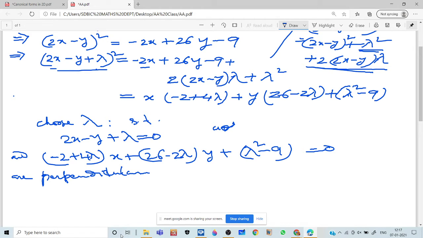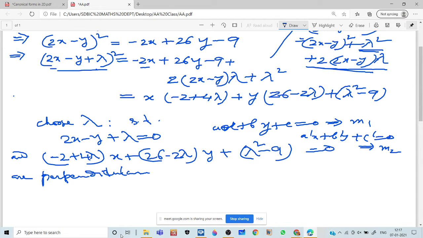In the form ax + by + c = 0, find the slope m1 by writing it as y = mx + c. From a'x + b'y + c' = 0 you get m2, so y = m1 x + some constant c, and y = m2 x + another constant c'. If these two lines are perpendicular, m1 times m2 is equal to minus 1, and from this condition we get aa' + bb' = 0.